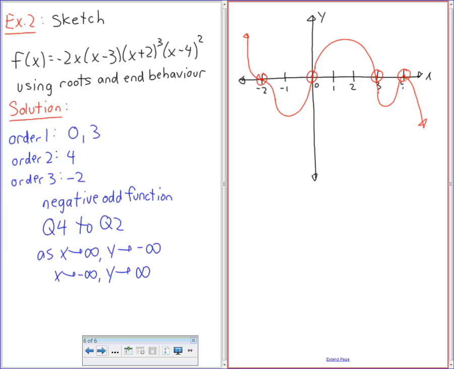Now, can we find the local max, local min? Yes. Can we do it today? Definitely not. This will not just be the midpoint. This one will be because it's single, but we'll get to that in later courses, mainly calculus.